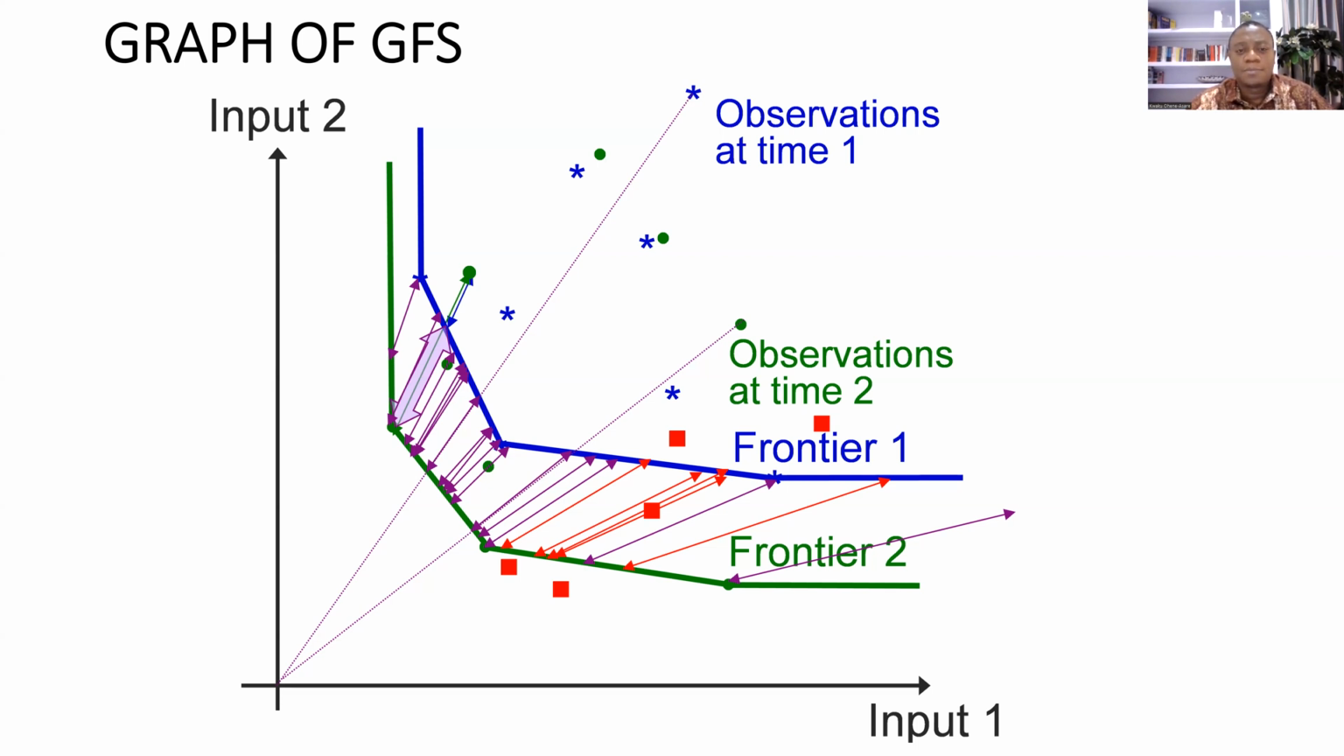So there's one group which is represented by a blue star. Good. And then there's another group represented by a green dotted circle, and another group represented by a red square. A red square. Okay, all right. So these are 3 groups.